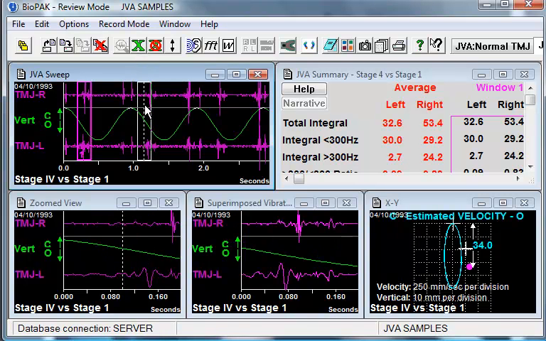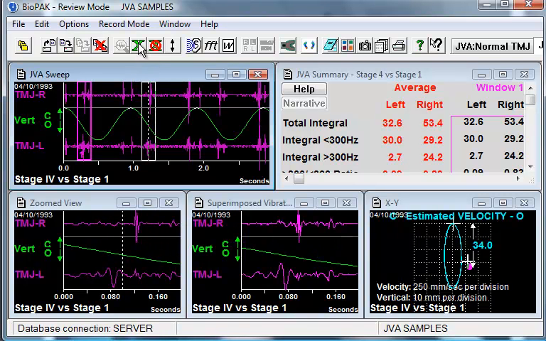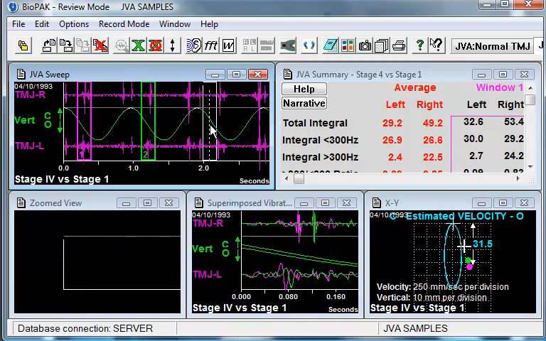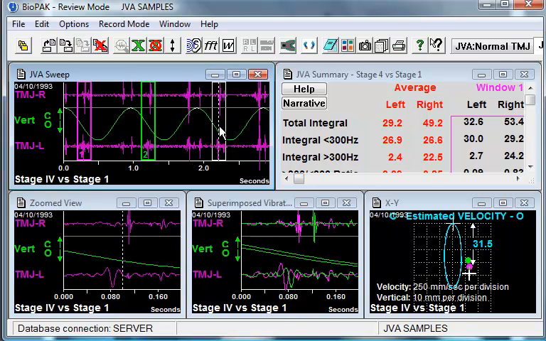What I'm going to do is just move this over a little bit here, mark it, and you'll notice in the superimposed vibration window the first window in magenta, the second window in green, we have each joint vibration drawn. And you'll see how similar they are. It's because the same thing is happening over and over again. I'm going to mark that again. And in fact, window 2 and window 3 almost perfectly superimpose here in the superimposed vibrations.